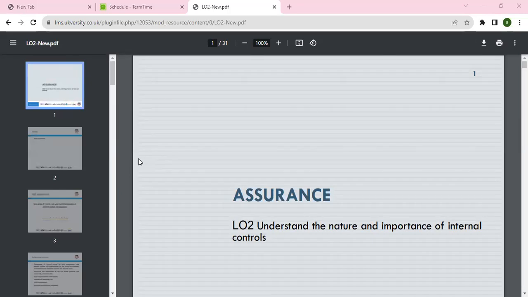So during our lesson 1, we discussed Assurance, LO1, where we discussed positive and negative assurance, and on what basis we can collect the assurance. And lesson 2 today is to understand the nature and importance of internal control.